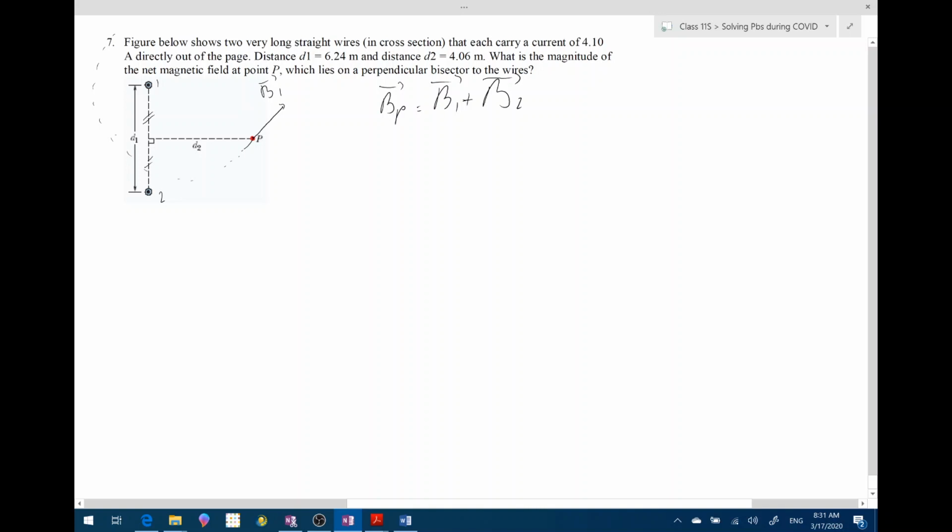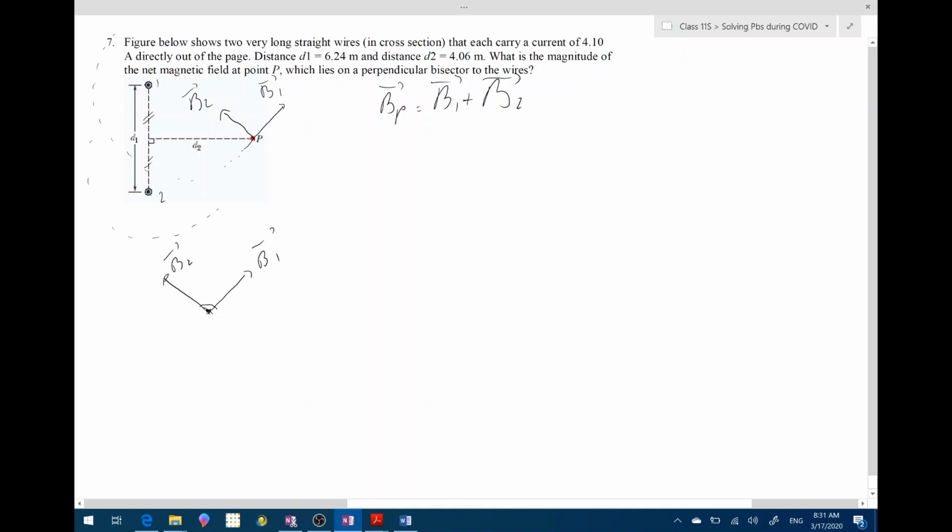From wire 2, again, using the right hand rule, that would be something as such coming from wire 2. So eventually we'd have this as B1 and this as B2, okay? We do not know if the angle is 90 degrees. Figures are never up to scale, even right now, okay?